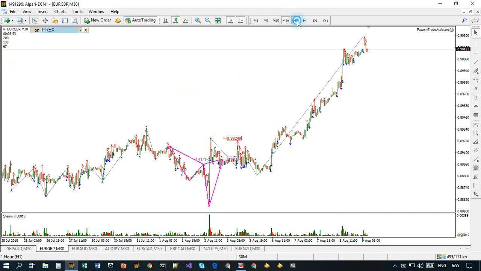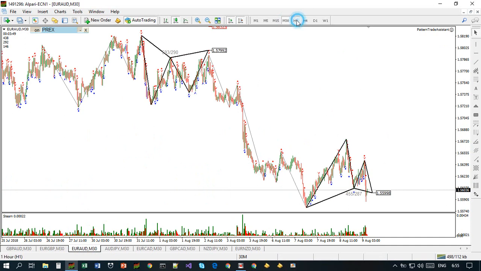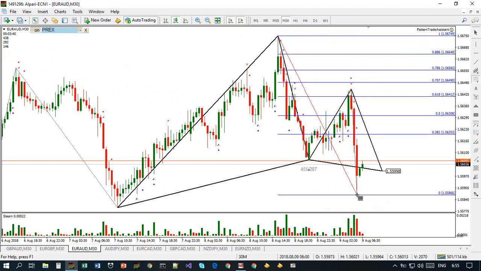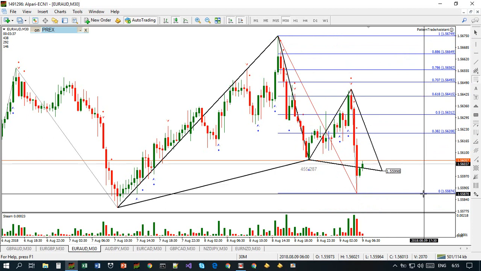Euro GBP 1 hour and 30 minutes, nothing. Euro Aussie, here's a trading opportunity that just completed, and look at this. We already started a reversal. My reversal criteria is this. First of all, I draw the ATR net.